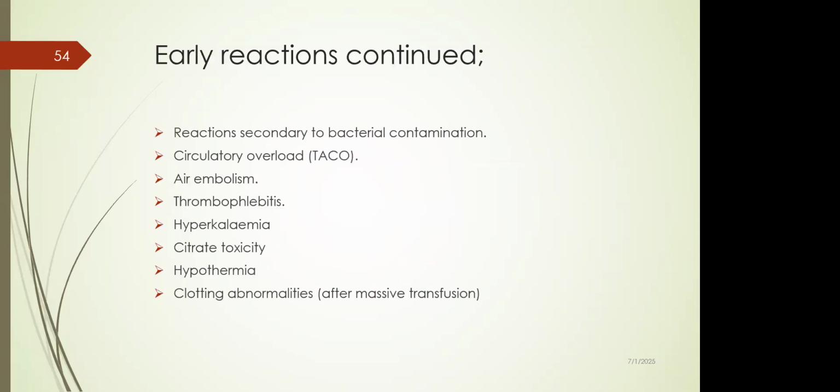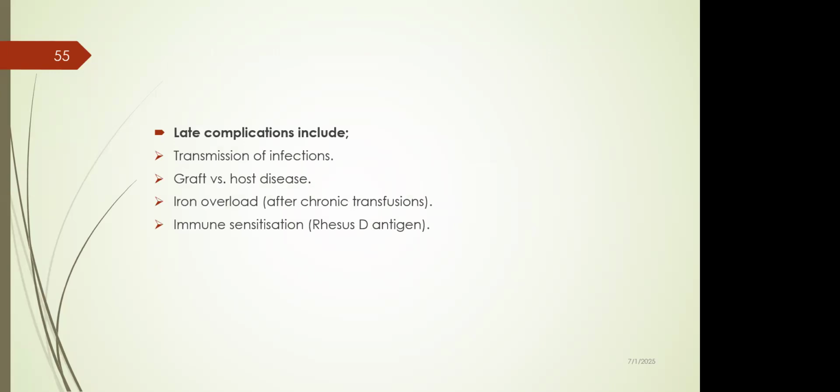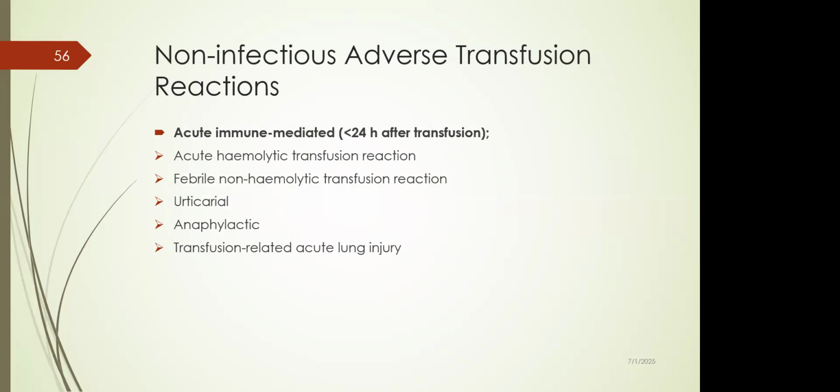There's reaction secondary to bacterial contamination, especially by using platelet concentrates. Then there's circulatory overload, air embolism, thrombophlebitis, hyperkalemia, citrate toxicity, hypothermia, clotting abnormalities. These are some of the immediate or early complications that are associated with blood transfusion. Transmission of infection, graft versus host disease, iron overload after chronic transfusion, and then immune sensitization like rhesus D antigen are some of the late complications that will occur.